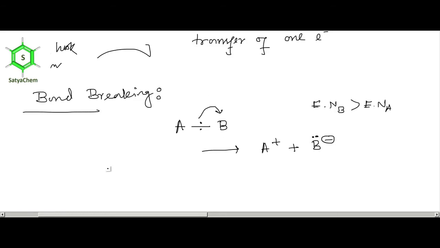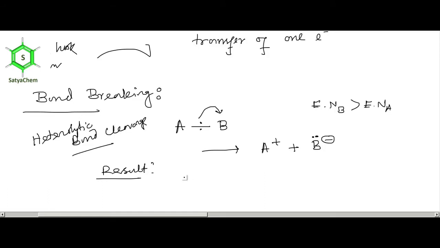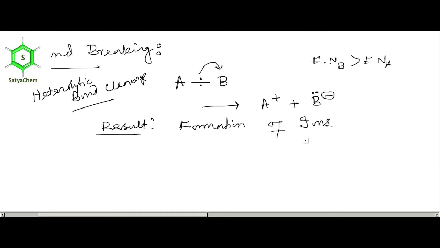So the result of this heterolytic bond cleavage, this is called heterolytic bond cleavage, is formation of ions. The next one is homolytic bond cleavage.